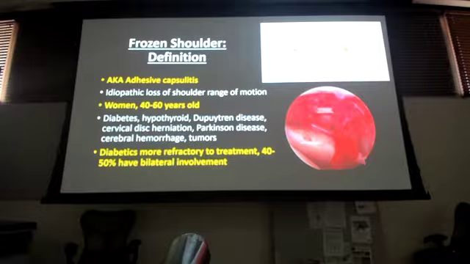So of course it could be other things. But you need to think this. Okay? Make sense? Diabetics, more refractory treatment. 40 to 50% have bilateral involvement. Does that mean that most, half, let's say, right? Diabetics could have it in one shoulder and then eventually develop it in the other shoulder?